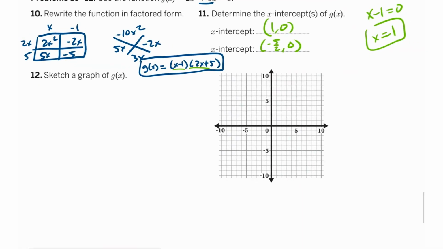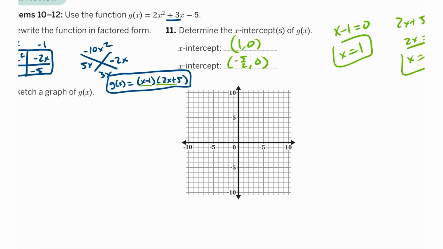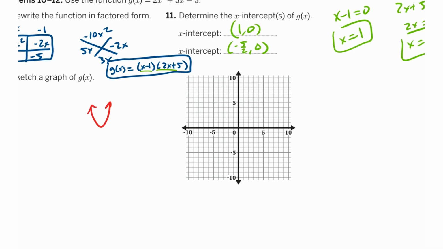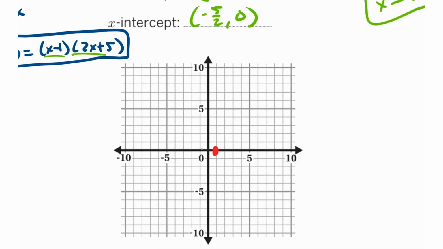In number 12, it says sketch a graph of g of x. So I'm going to do a very basic graph here. I'm probably going to miss some points, but I'm just going to use the information that we are given, and I'm not going to do too much extra because I'm just looking for a general sketch. First of all, I know that it's positive, so I know that my parabola is going to be pointing up. I have my two x-intercepts that I found already, 1, 0, and negative 5 halves, which is right here. It says negative 2.5.